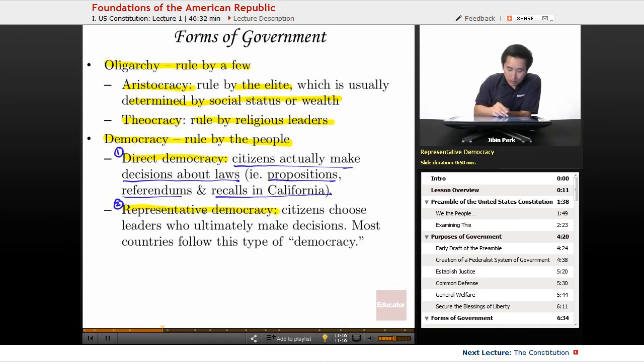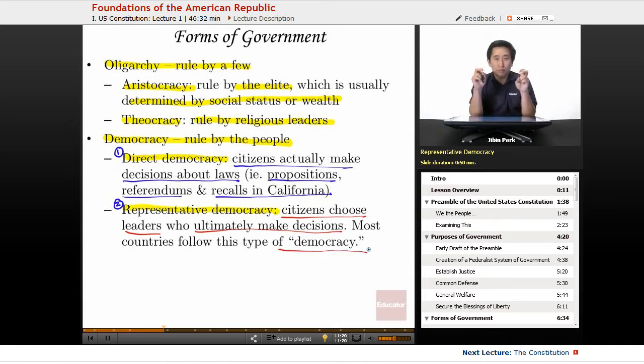What is representative democracy? It's where citizens choose leaders who ultimately make decisions. So most countries, including the U.S., follow this type of democracy. So representative democracy, or republic. This is really how democracy is practiced in the 21st century for the most part.